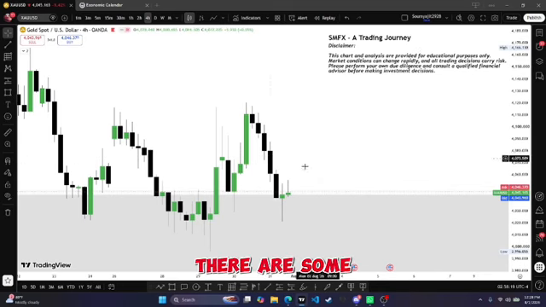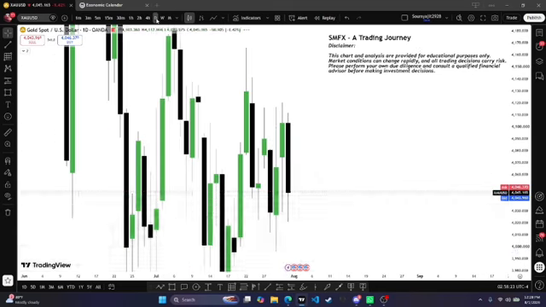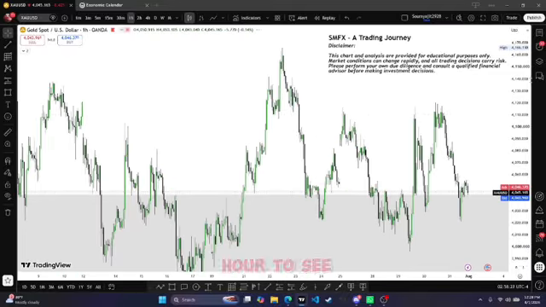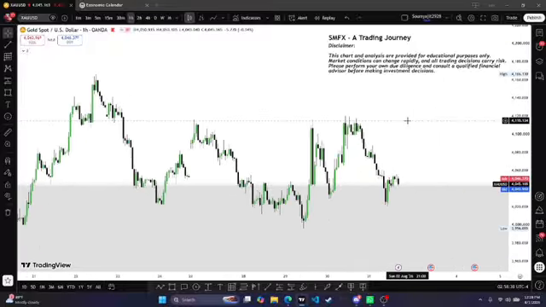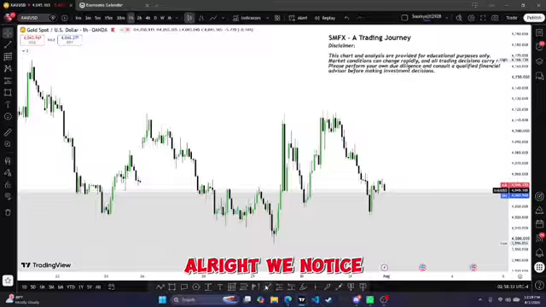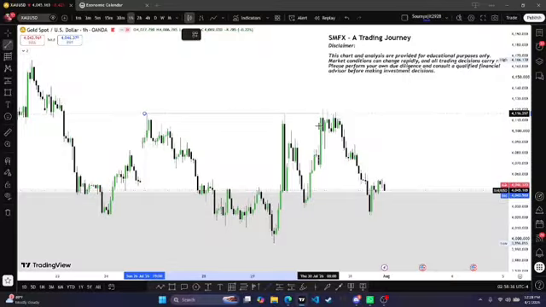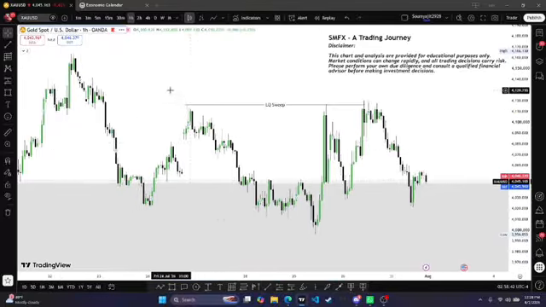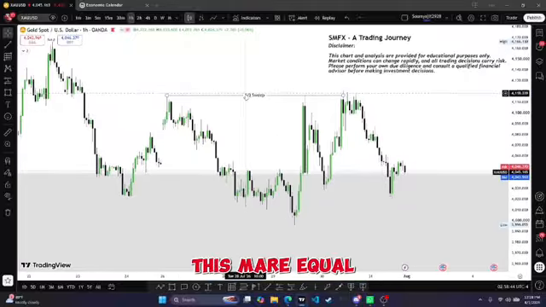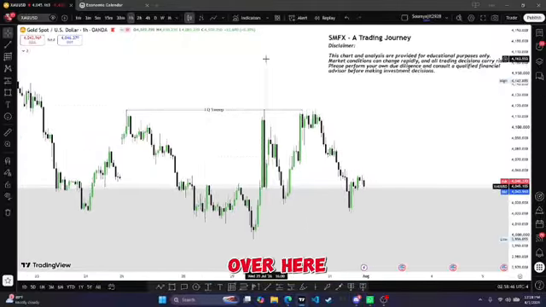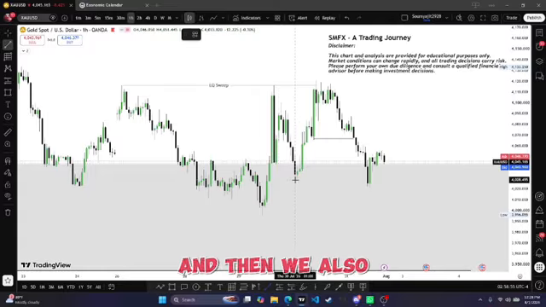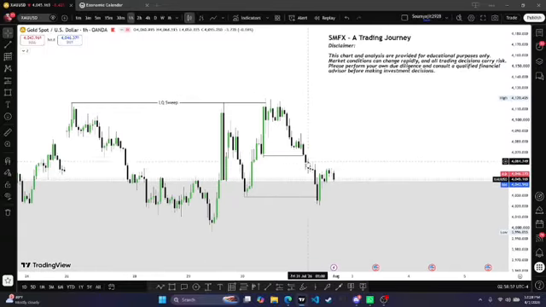Okay, so there are some opportunities over here for sales, even on 4 hours, 1 hour. So now we'll shift to 1 hour to see better. All right, we notice some sweeps of these highs, liquidity sweep. These were equal highs that got swept by price over here, and then price has pretty much broken below right now. This was the internal shift that we have seen, and then we also took out this low.